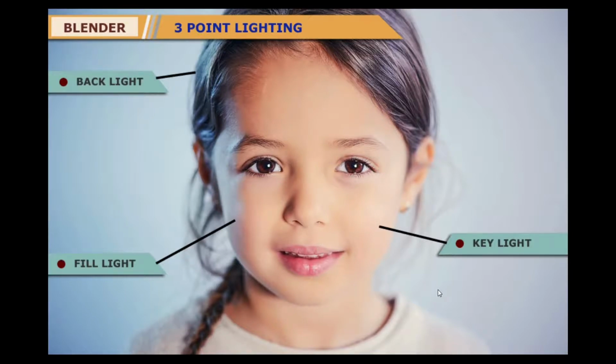Suppose we are having this character from this angle and we have put the key light over here with a high strength. Next, we have put a fill light whose strength is a little bit lower than the key light. Then we are having the backlight which exposes the back side of the subject. So when we want to create a lighting system in Blender, we have to use this 3-point lighting technique. So let us start this technique using Blender.